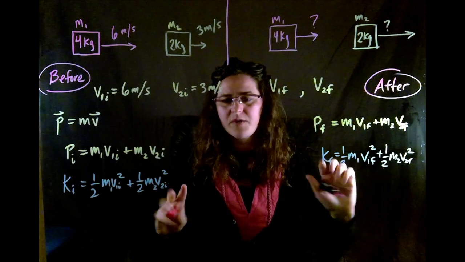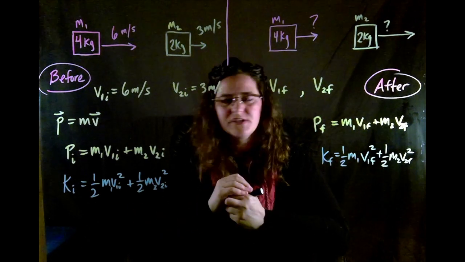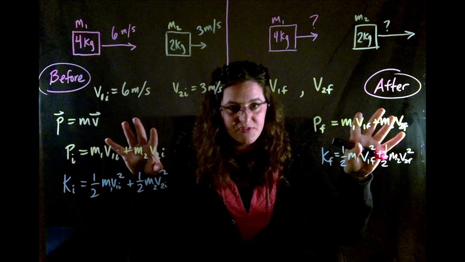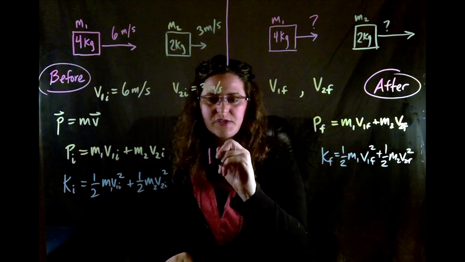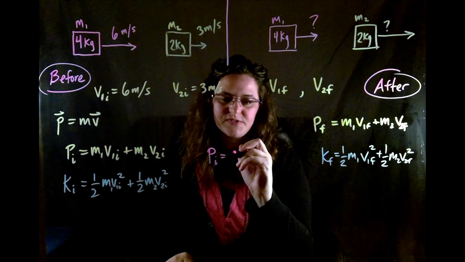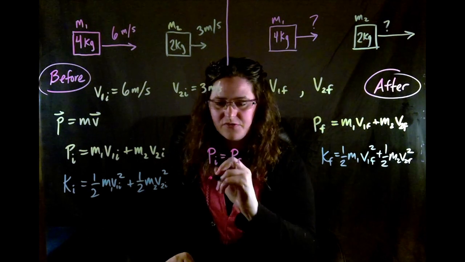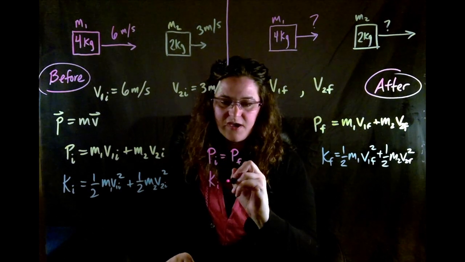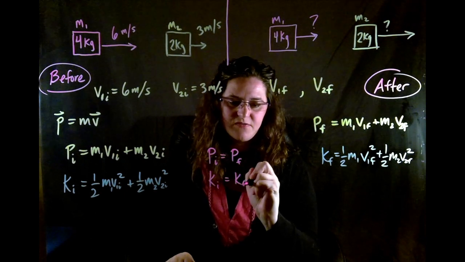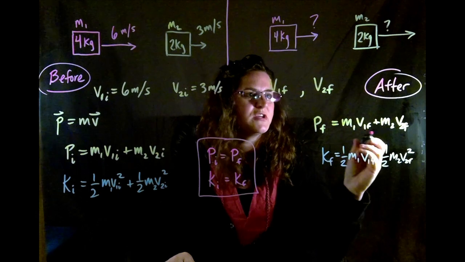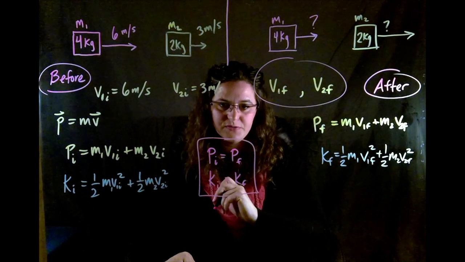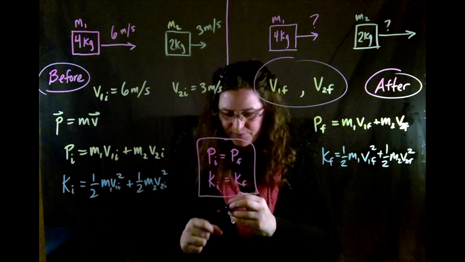So I'm going to ask you to pause the video, take some time to solve this system of two equations and two unknowns. And by two equations, I mean P initial equals P final and K initial equals K final. Solve these two equations for the two unknowns. These are your unknowns, and see if you get what I get.